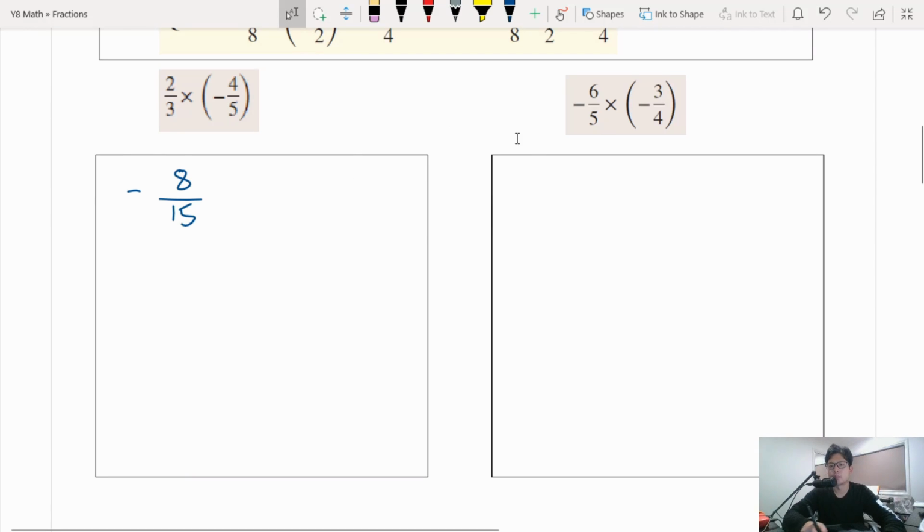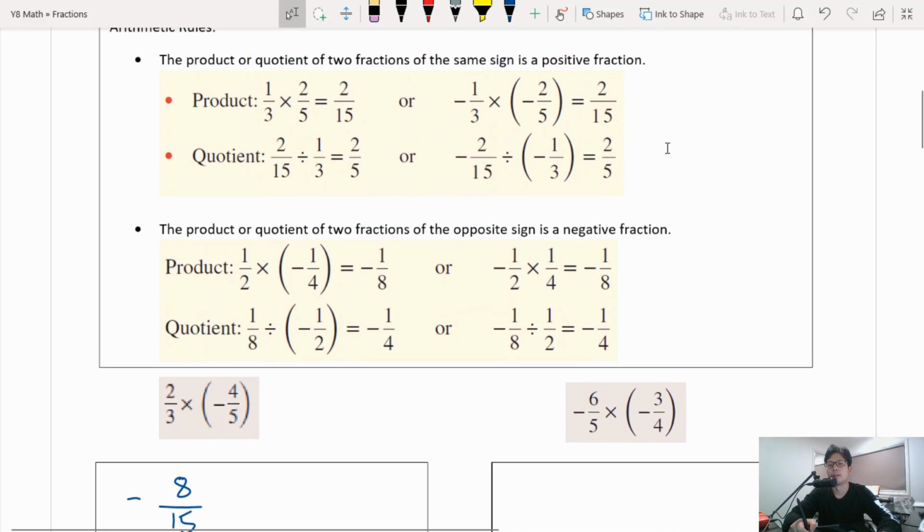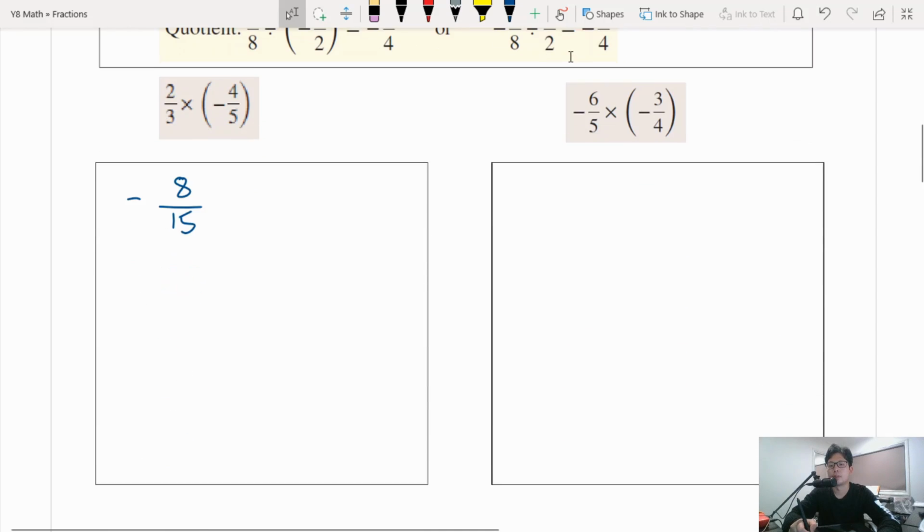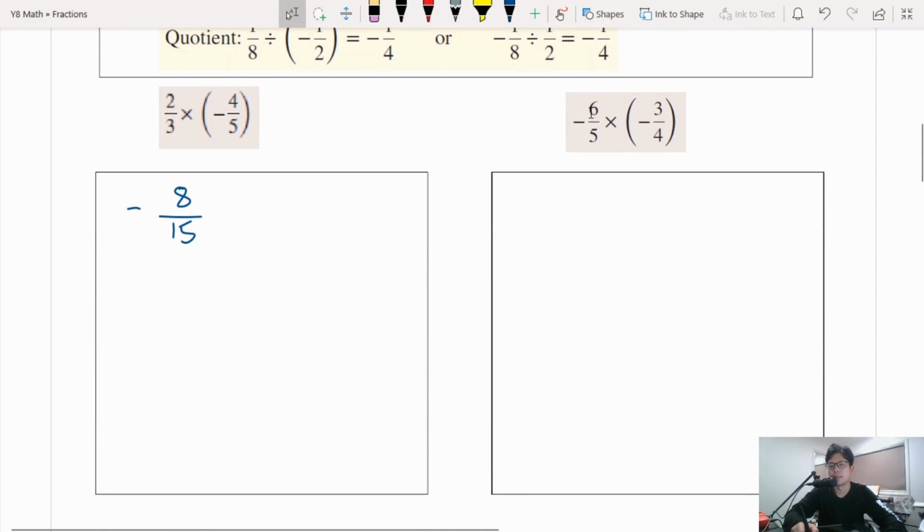Alright, now for the next question, we have two negative fractions, one on the left and one on the right, and we're multiplying them together. And if we look at the rule above, that says that will give us a positive fraction. So let's multiply this together. Negative 6 times negative 3, that gives us 18. Negative 5 times negative 4, that gives us 20.